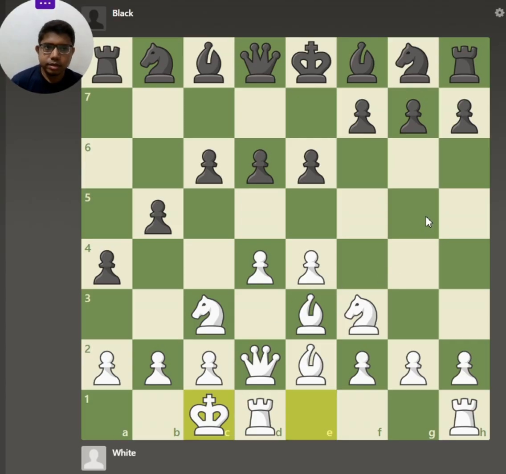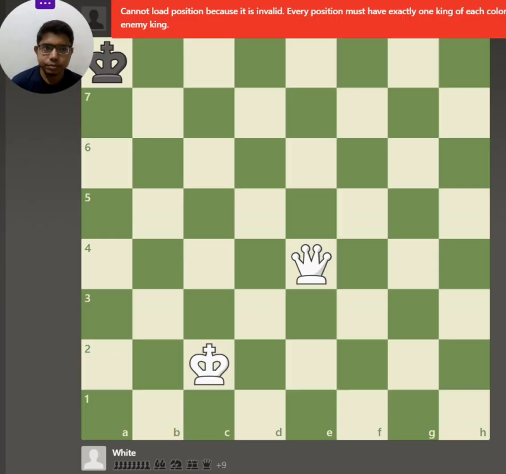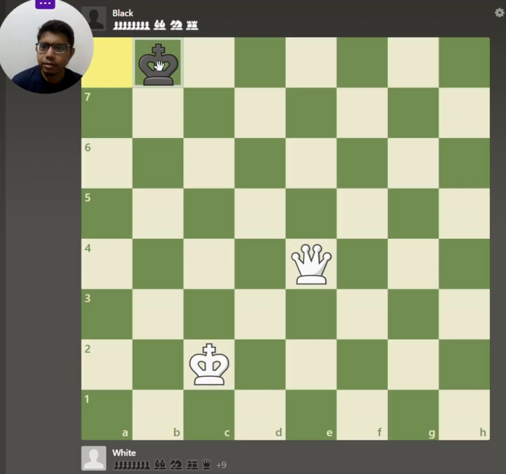And there are other things like stalemate. Stalemate is when the opponent's king is not in check, but there is no legal move to play. So I can show it briefly. For example, let's say I have my king here. Let's say we play this. So the opponent goes there. I play this.